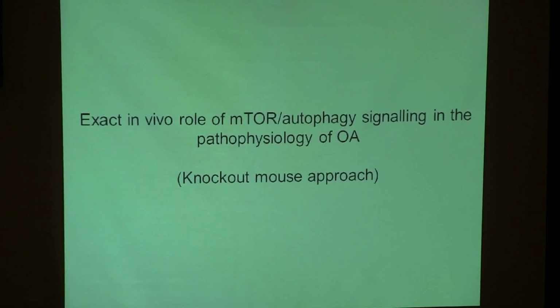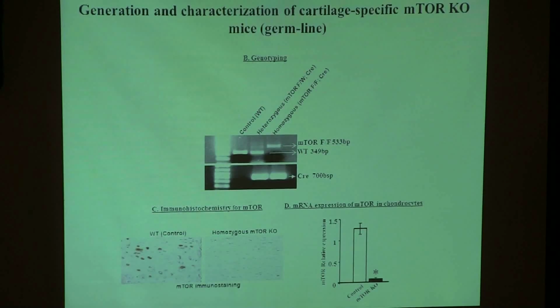And what is the exact role of mTOR in autophagy in vivo? We took a knockout mouse approach, and we created cartilage-specific mTOR knockout mice. First, we performed a germline inactivation, where we took Col2-Cre mice, where Cre is under the control of the collagen-2 promoter, and specifically deleted mTOR in the cartilage. But this is in the germline. That means when these mice are born, they don't have any mTOR.